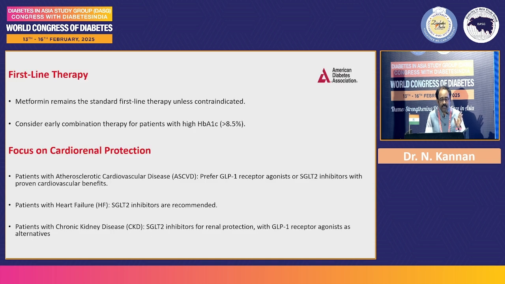First line therapy, metformin. Consider the early combination that was emphasized by UKPDS. For any patient with HbA1c more than 8.5, consider combination therapy, because early aggressive glycemic control will have benefit for microvascular complications, and to some extent macrovascular complications also. Our aim is to mitigate the cardiovascular and cardiorenal complications.